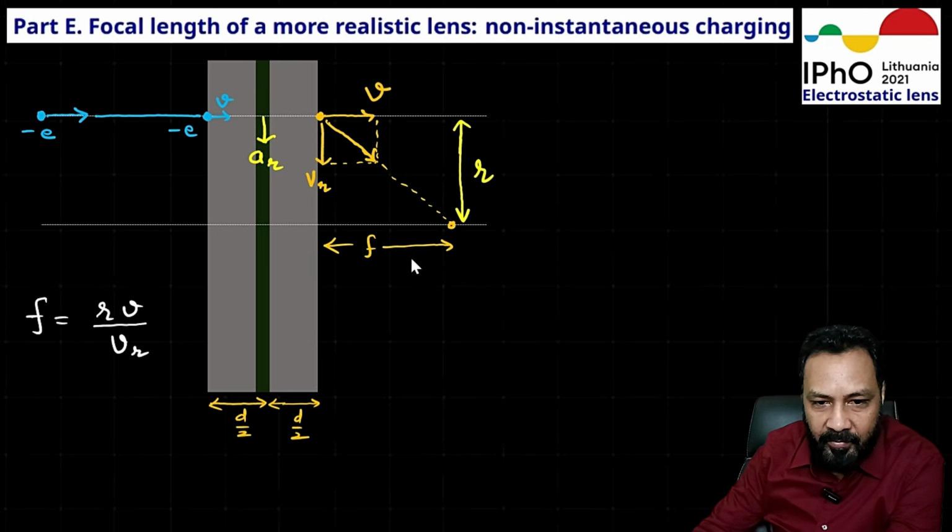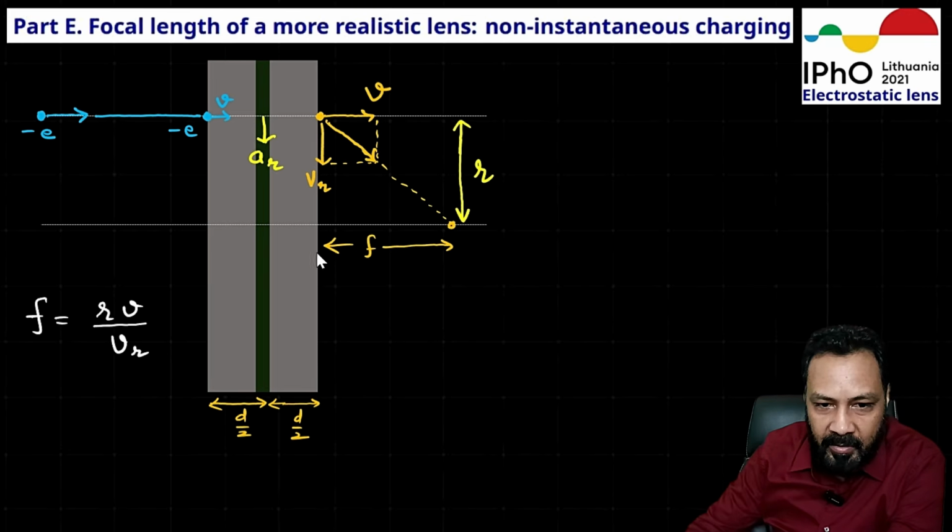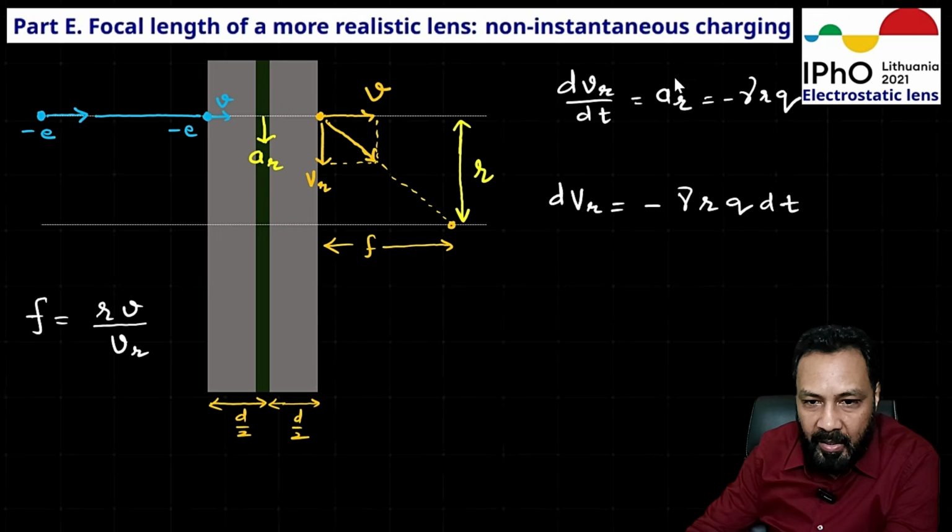So F by small r is equal to V by VR. So F is equal to RV by VR, as we had written before. So the main thing is to calculate that VR. See, AR is equal to dVR by dt.